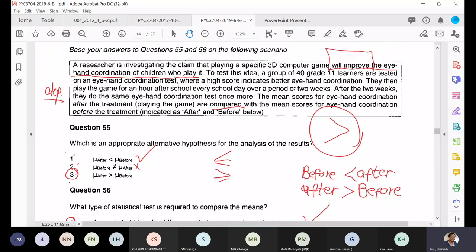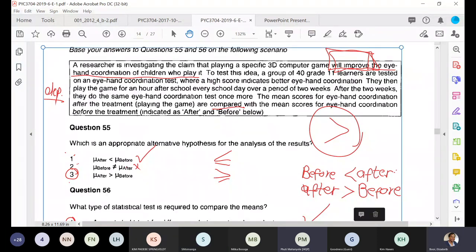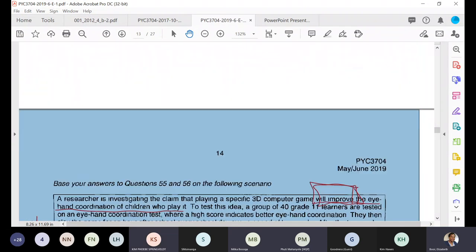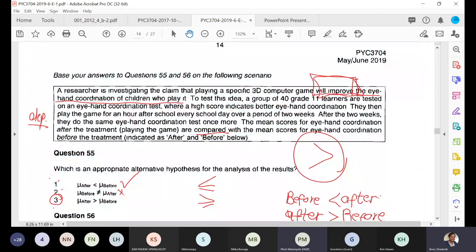So the only thing that is very confusing here is that improve. What does improve mean, ma'am? I don't know. I did tell you that there will be things, Miss. You guys, I don't even know what I'm asking.